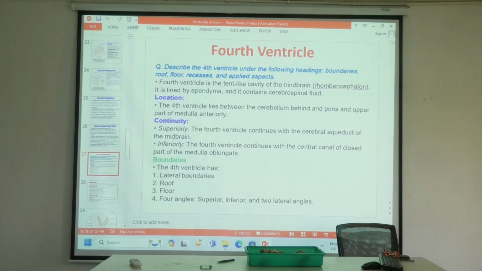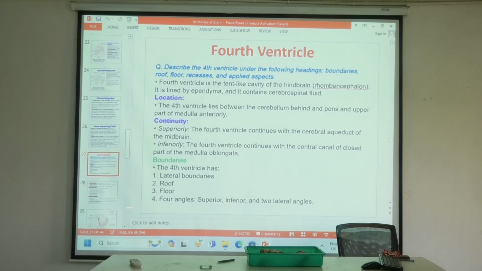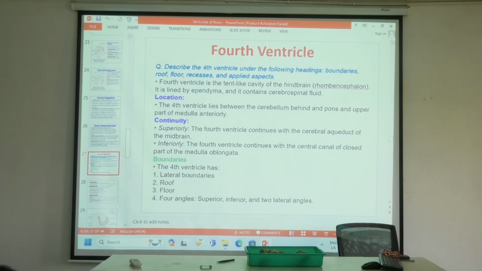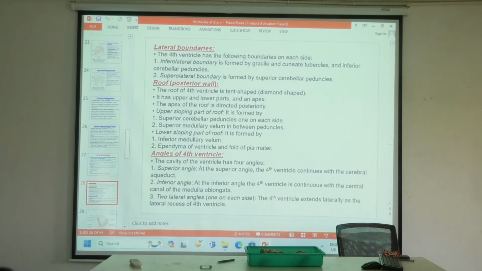Next we go to the boundaries. There are lateral boundaries, roof, floor, and 4 angles: superior, inferior, and 2 lateral angles. So these are the boundaries. We will discuss individual boundaries.